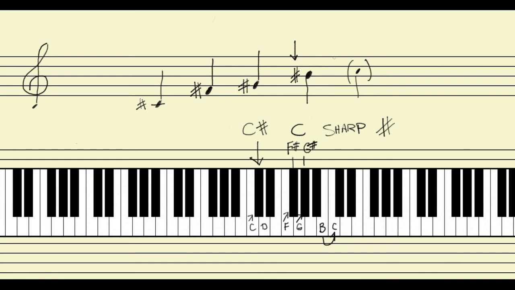There's one other note on the piano keyboard where this happens, where if we put a sharp in front of the white note, it will lead us to another white note. See if you can figure out what that note is. So that is a little introduction to sharps. In the next video, we will go in the other direction and learn the flat symbol, which is going to tell us to play the note or lower the note by 1/2 step.